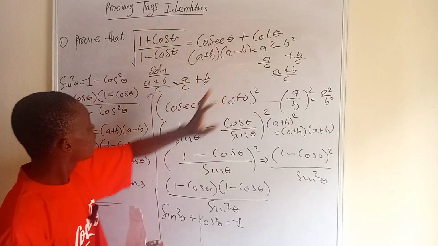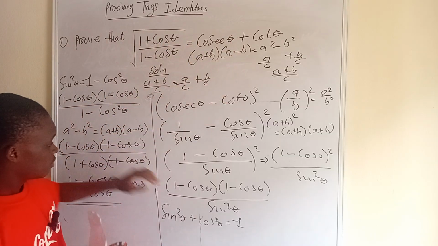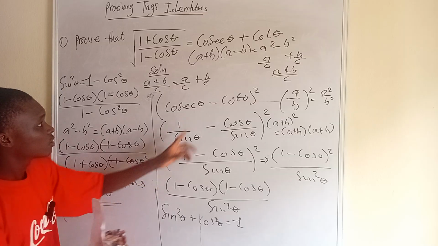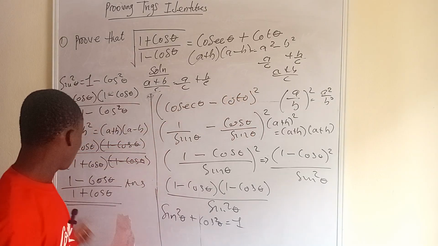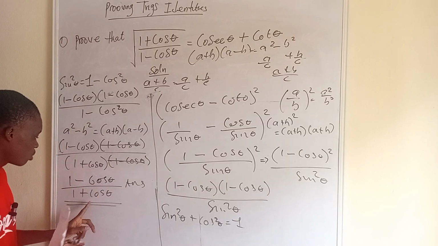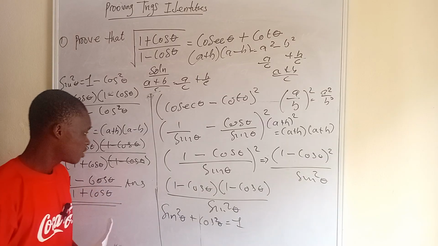So clearly, you can see that we have proved this to be this, and we have proved the other one to be this one. That is, cosec theta minus cot theta all squared to be 1 minus cos theta all over 1 plus cos theta.